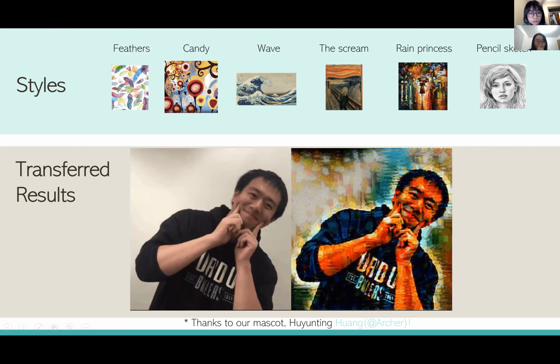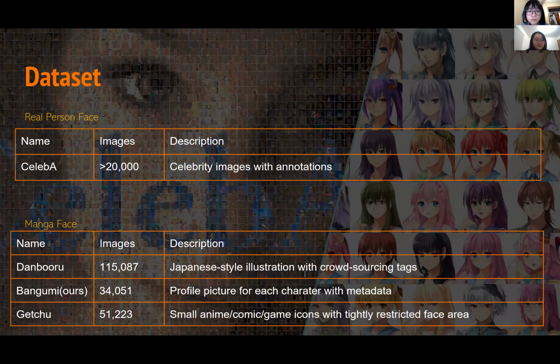To start with, we need to prepare datasets for both real person faces and manga faces. For real person faces, we use the CelebA dataset, which includes celebrity images with annotations. And for manga faces, we use Danbooru and Getchu. And in order to get richer data, we build our own dataset, Bingbin, which includes a profile picture for each character with rich metadata.